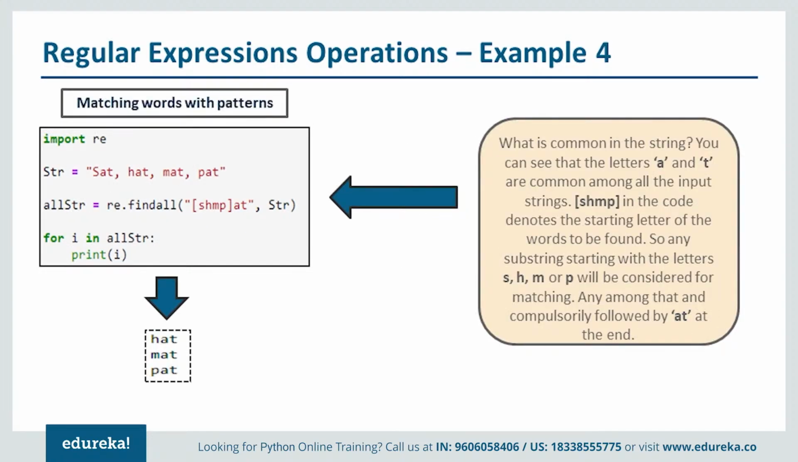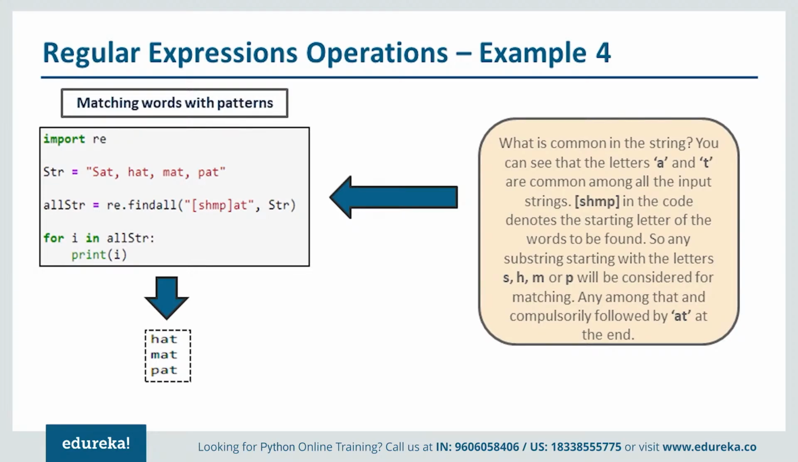Now the second one, in this one we are just trying to do the matching of words with patterns, because in the previous ones we were just giving the complete string. But if at any moment I don't want to go with one hard coded string, I want to go with multiple and dynamic strings, that is where the matching of words comes into the picture. Now here we have a string which has sat, hat, mat and pat. In this case the letters a and t are common there.